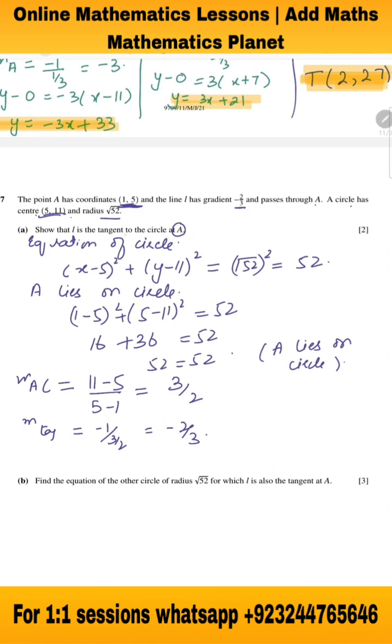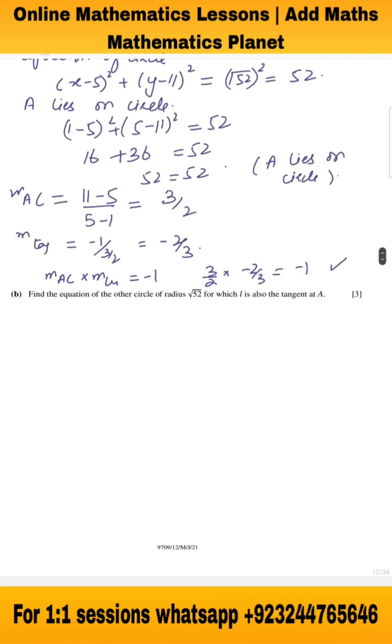So we need to show that L is a tangent to the circle. If L is tangent to the circle, the angle should be 90 degrees, and the measurement of AC into the measurement of the tangent should be equal to minus 1. So 3 by 2 into minus 2 by 3 is equal to minus 1. It means this line is tangent to the circle. Line L is tangent to the circle at point A.